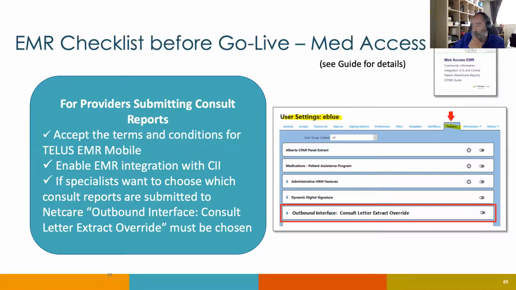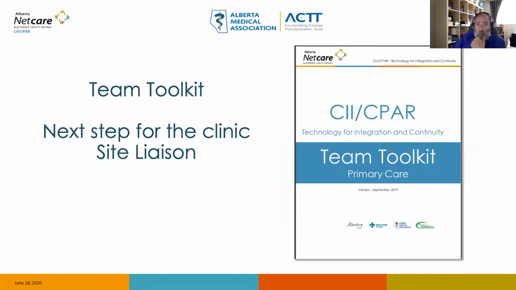It's important for site liaisons pre-go live to familiarize themselves with the team toolkit. I'm sure you guys have seen and heard of the team toolkit. It is your one source for all things CI Par. It's a big document, but there's a ton of information in it. Important that site liaisons are familiar with it as well, so that they know where to find information when they have questions.